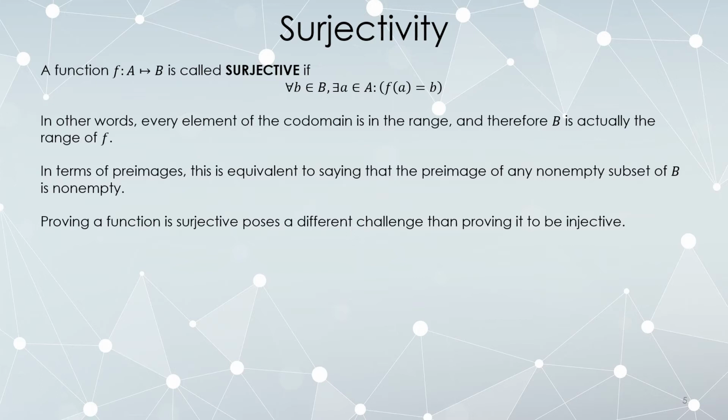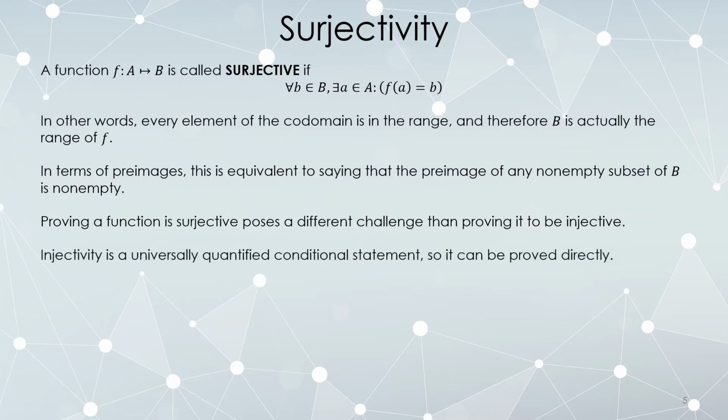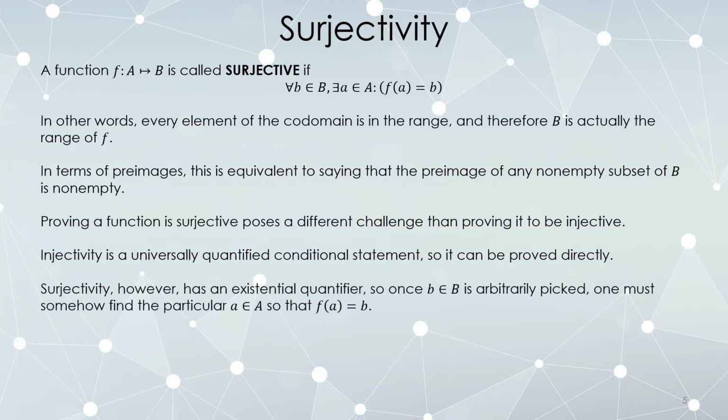Proving a function is surjective is a bit of a different challenge than proving it's injective. So injectivity is a universally quantified conditional statement, so you can do a direct proof of it. You assume the hypothesis, usually f of x1 equals f of x2, and then you derive the conclusion, x1 equals x2. But surjectivity is not a conditional statement, and it also has an existential quantifier in it. So how would you prove this thing? Well, we're trying to prove something about every element of B, so you start off by saying let b, little b, be an arbitrary element of the codomain. But then what you have to prove is there exists an element of the domain, which could only happen once, so you have to somehow find it.